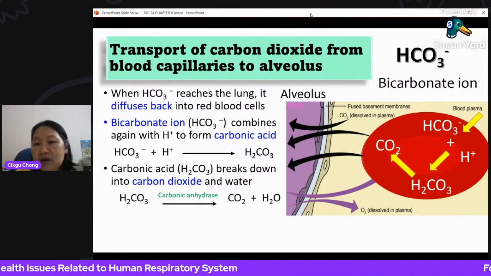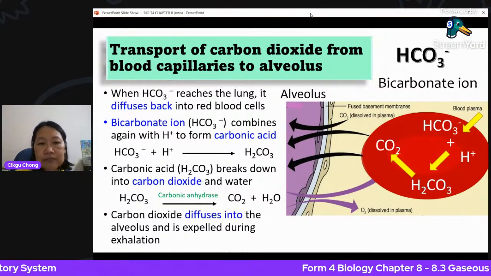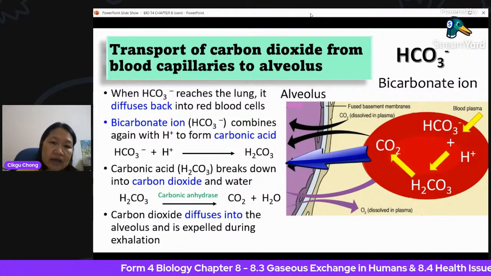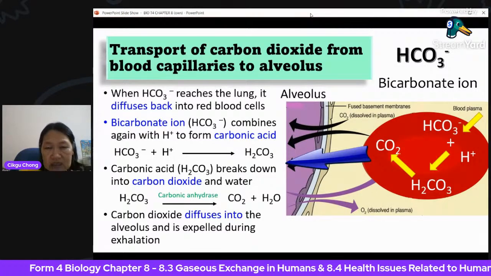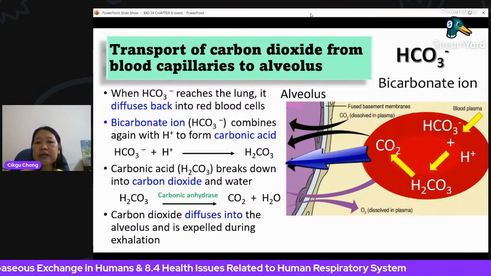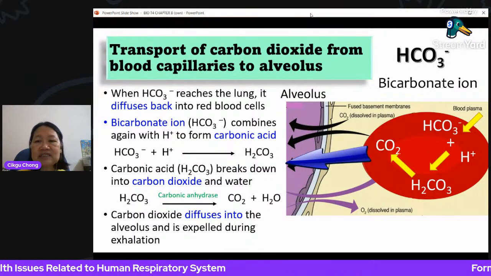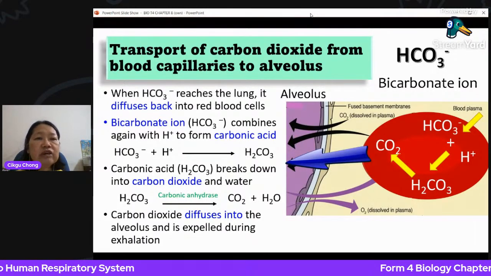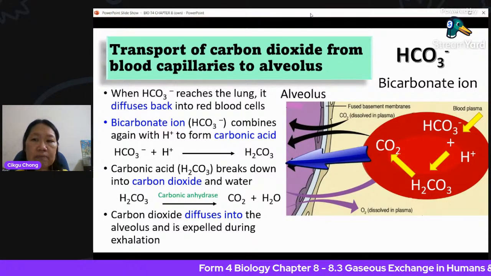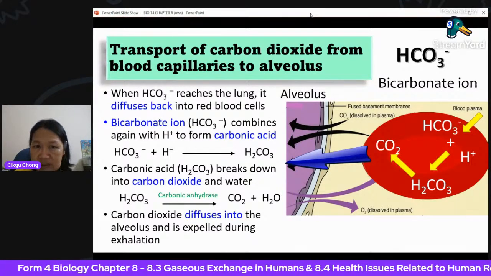So now what happens? Your carbon dioxide will diffuse out of the red blood cell into the blood plasma and also into the alveolus, and this will be expelled during exhalation. So always remember, you just need to remember one part of the story because this one is the reverse. Remember how it forms bicarbonate ion, and you should be able to explain how the bicarbonate ion is converted back into carbon dioxide.